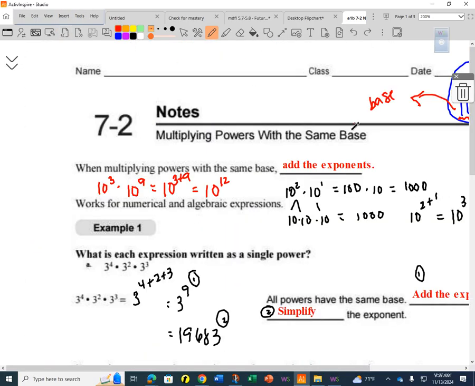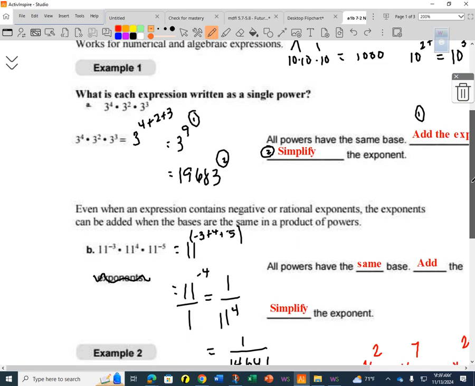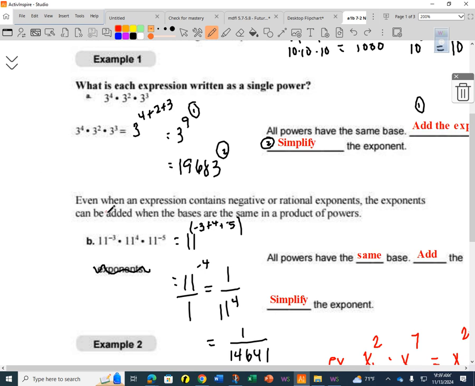Did I ever cover everything here? Up here it says, even when an expression contains negative or rational exponents. Rational exponents just means fractions, or decimals, but we're going to see them as fractions. So when they say rational number, they're usually referring to a fraction or a decimal. In our case, we're going to be talking about the fractions more.